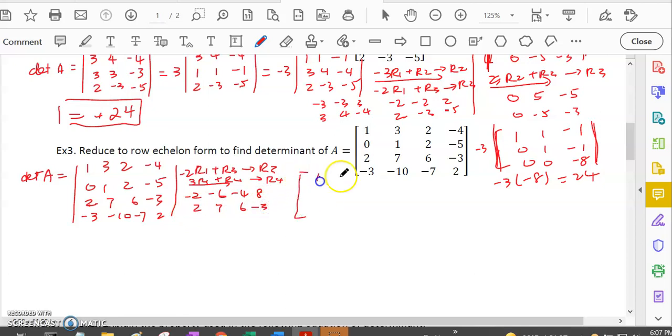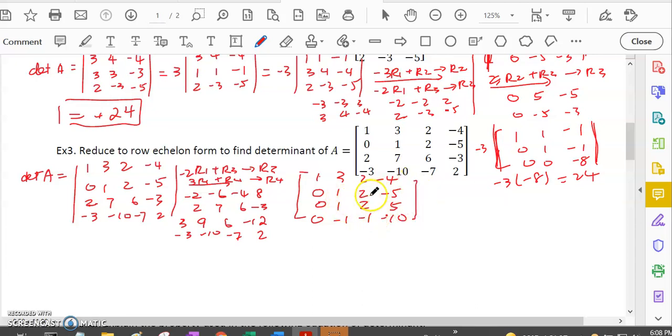So I keep 1, 3, 2, negative 4 as R1, and then R2 is 0, 1, 2, negative 5. Don't change. R3 now becomes this together: 0, 1, 2, 5. Oh, this is almost the same. And then what about R4? It will be 3, 9, 6, negative 12, because I times by 3. And then add negative 3, negative 10, negative 7, and 2. So you see a 0, negative 1, also a negative 1, and then a negative 10.